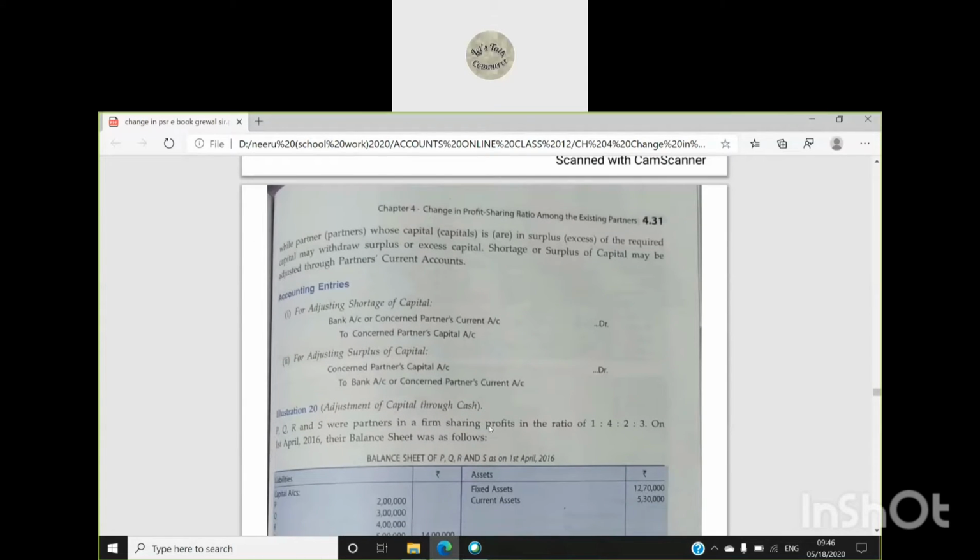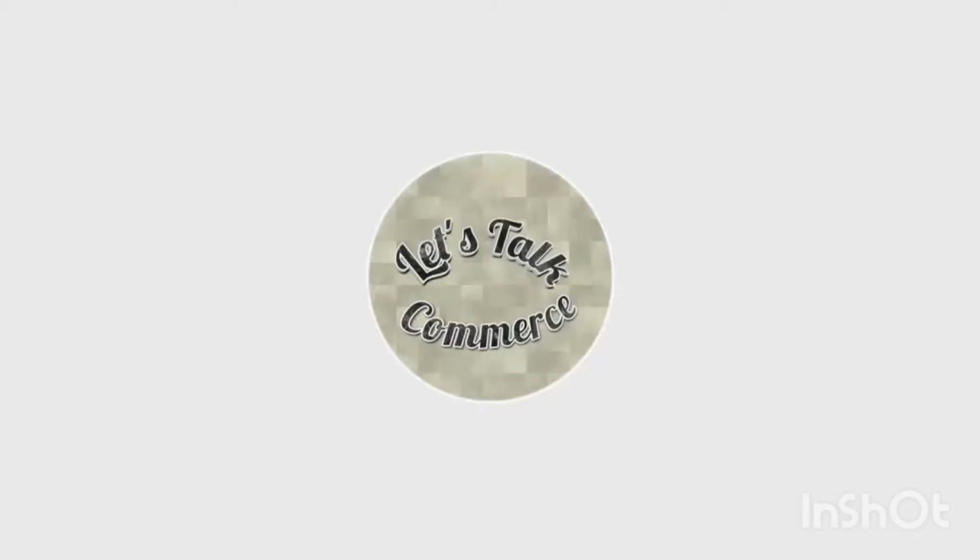In the case of shortage of capital, that partner will bring cash to the business. So debit bank or the concerned partner's current account, and credit the partner's capital account by the amount of shortage. For adjusting surplus of capital, if surplus is coming in the balance carried down of the partner when we are totaling the capital, and the capital of the partner is in surplus according to the new PSR, in that case that partner's capital account will be debited by that particular amount.